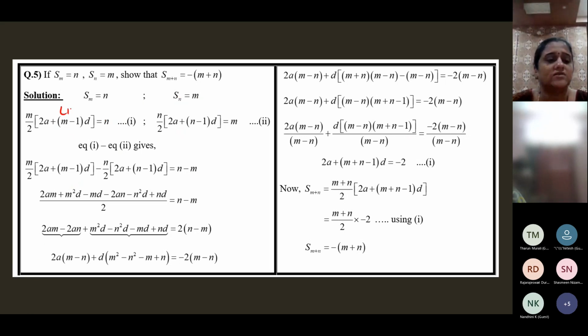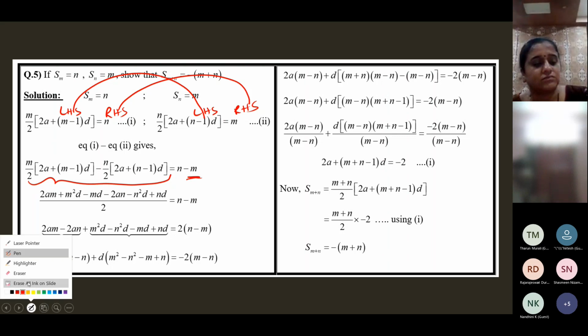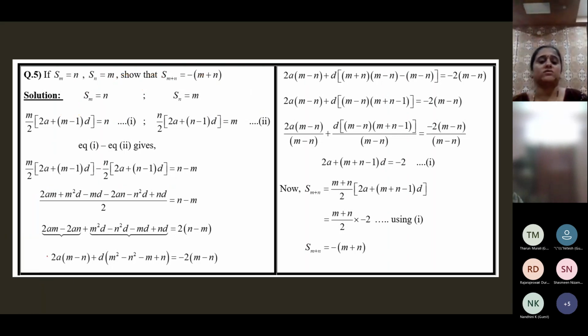Yes, ma'am. See, this is the left hand side. This is the right hand side. Subtract the LHS: LHS minus LHS, that's what we have written here, is equal to RHS minus RHS, n minus m. Okay, so that's the first step.